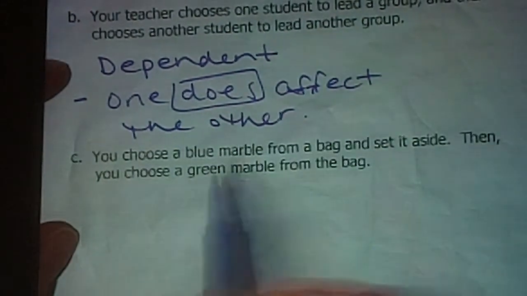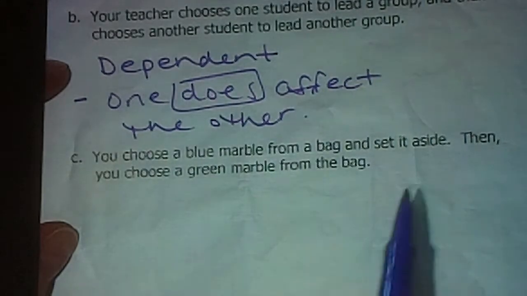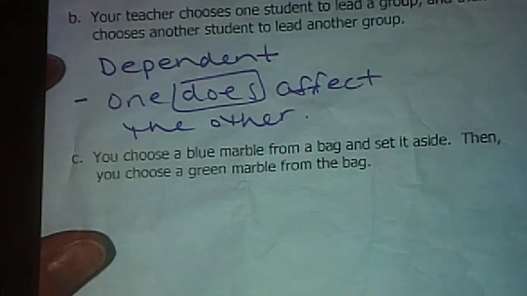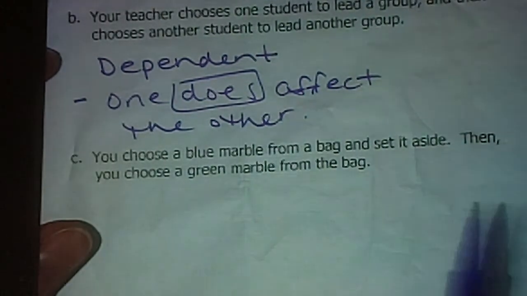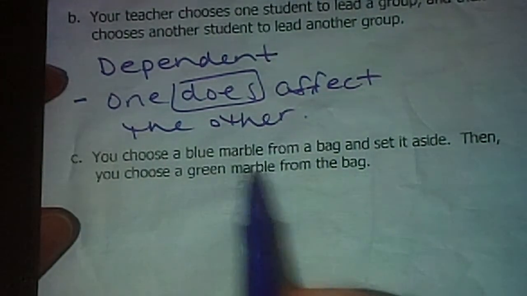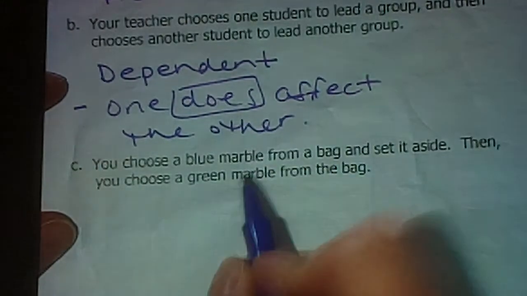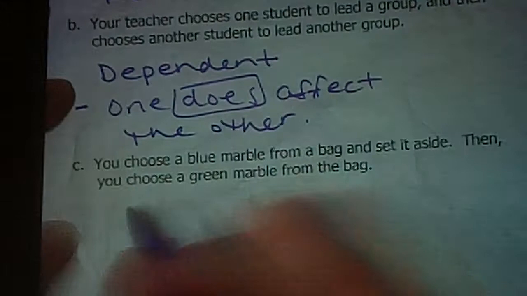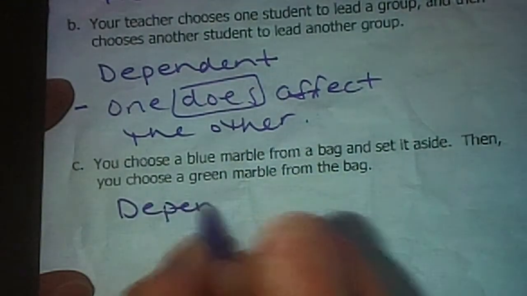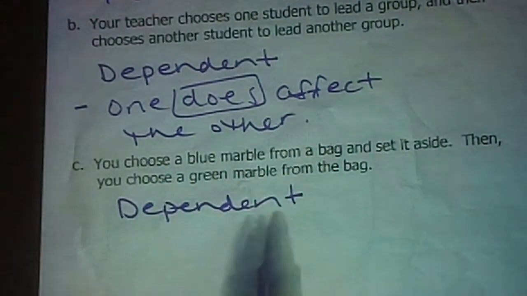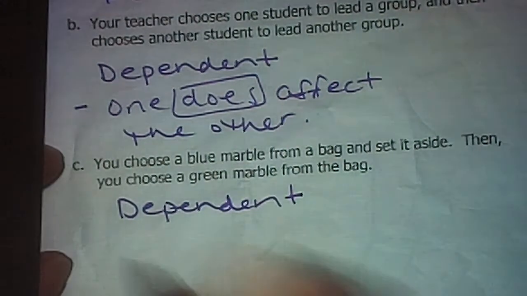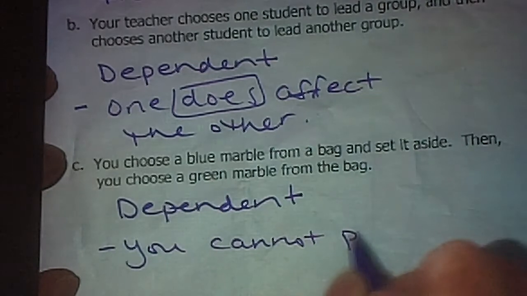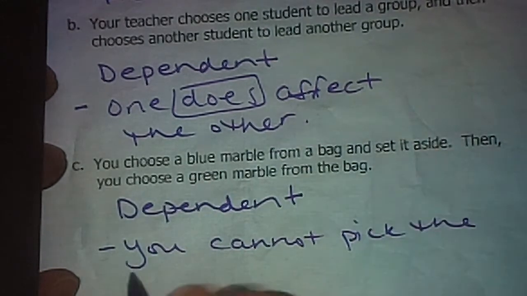Right. All right. You choose a blue marble from a bag, and you set it aside. Then you choose a green marble from the bag. So what are we thinking here? You picked a blue one, you put it aside. So is it possible to pick that blue marble again? No. So you've just kind of changed things here. So yes, these again are dependent. The same reason you can't pick the blue marble the second time. So you cannot pick the blue marble again.